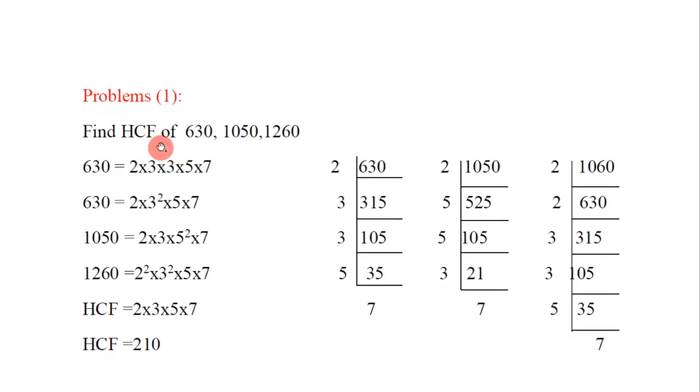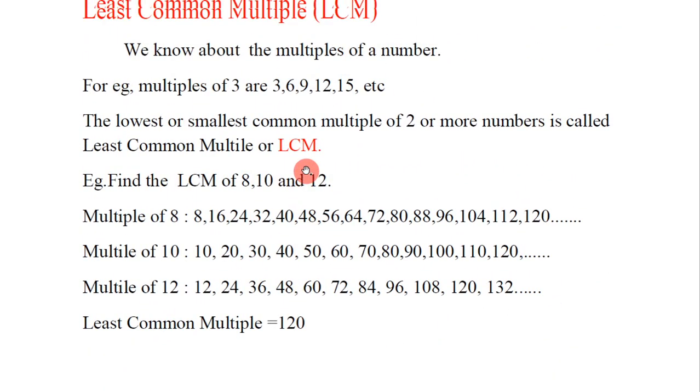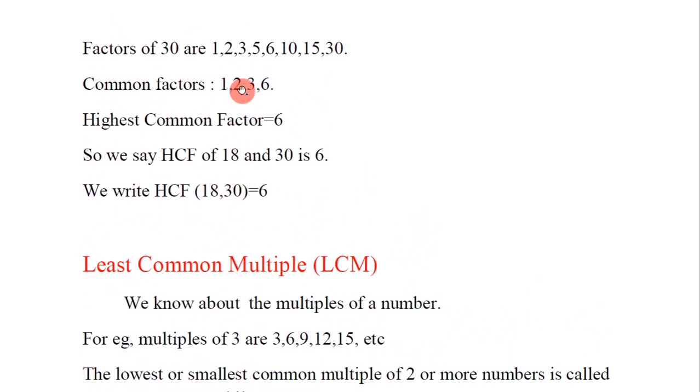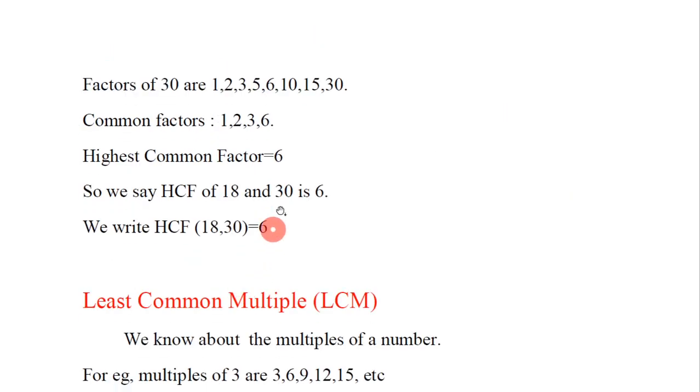Find the highest common factor of 630, 1050, 1260. In the first example, we found the highest common factor of 18 and 30. The numbers are too small and we listed all the factors orally. We listed the factors of 18 and 30.